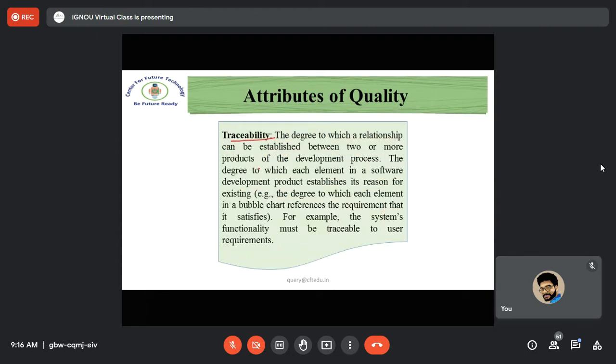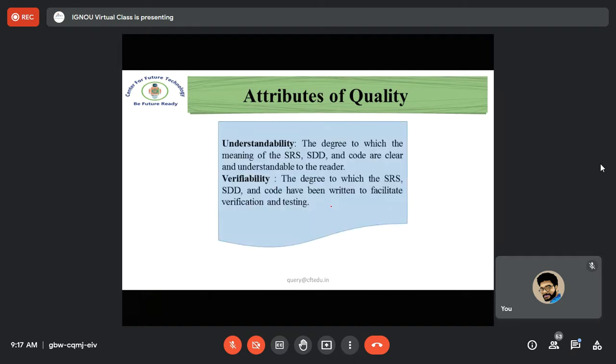Traceability. Here, traceability revolves around what the user requirement was, as mentioned in the SRS. It is the degree to which a relationship can be established between two or more products of the development process, and the degree to which each element in the software development product establishes its reason for existing. It means if something is there, then it can be mapped, and if something is missing, that can be mapped too. That quality, that things are traceable with respect to the given requirements of the customer, is called the traceability feature of the software.